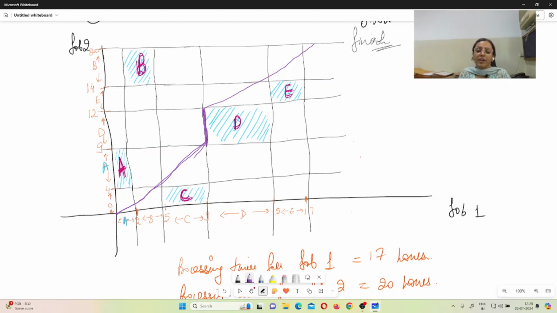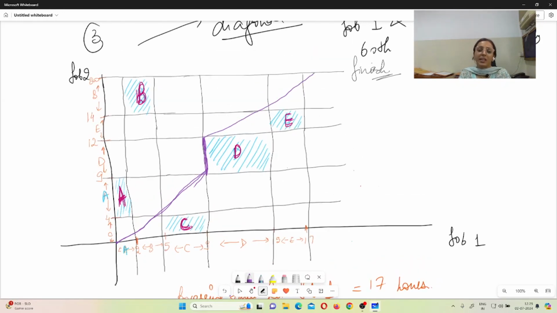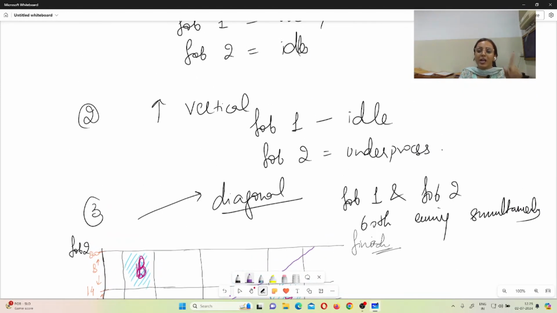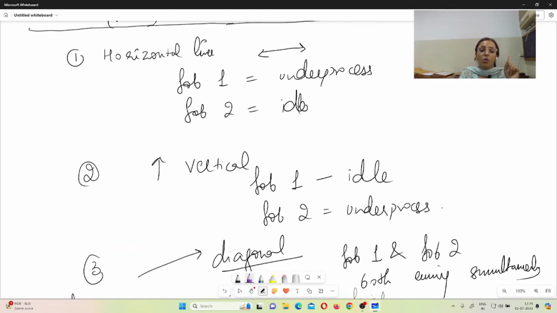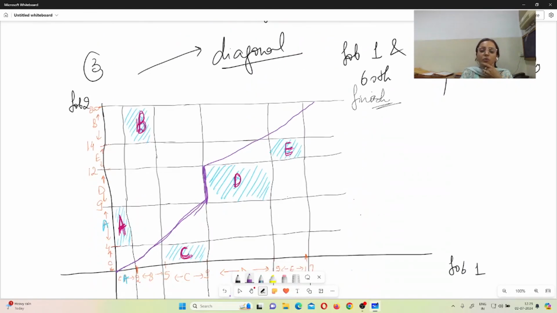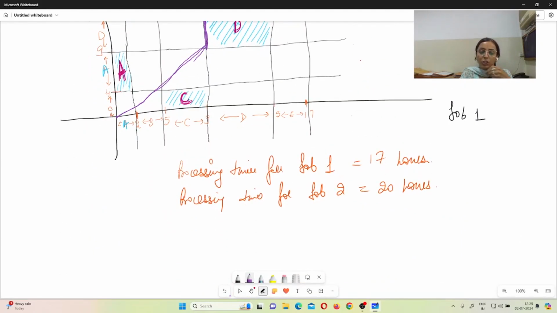Hope it is fine. Right now, what we have to do, the same scenario, you have to remember the scenario if you have to find the idle time and the process time. So, an idle time for job 2 can be possible only when there is a horizontal line. For job 2, you have to find out the horizontal line. And if you want to find the idle time for job 1, you have to find out the vertical line. Okay, so now you have to follow some norms. The steps will be shared with you.